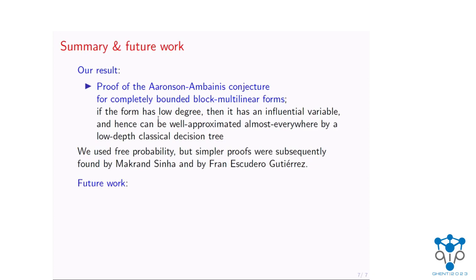A future work is, the first future work is obvious. We should finally prove this AA conjecture. I don't know how to do it. There's like one idea missing there, maybe two.